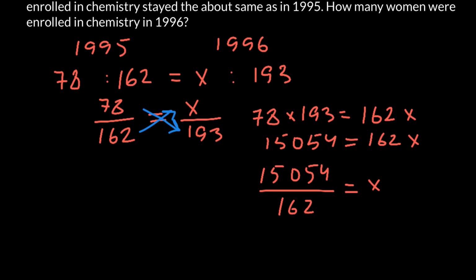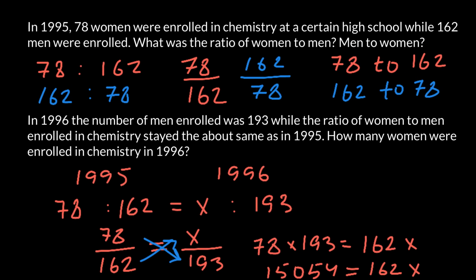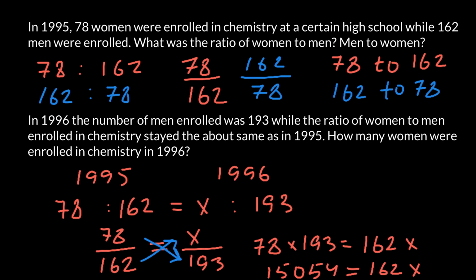And we are going to get 92.92, because we cannot get like 92.92 women. We have to round this number to 93 women.